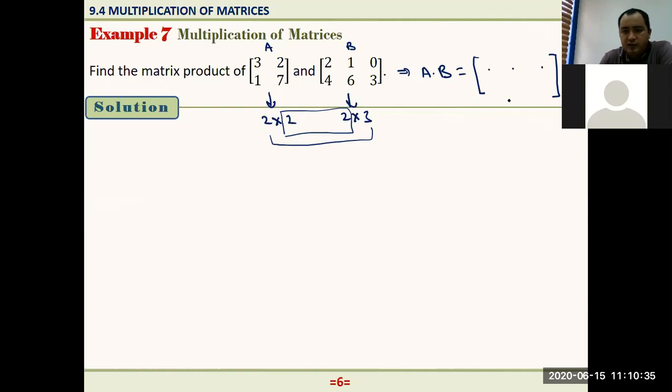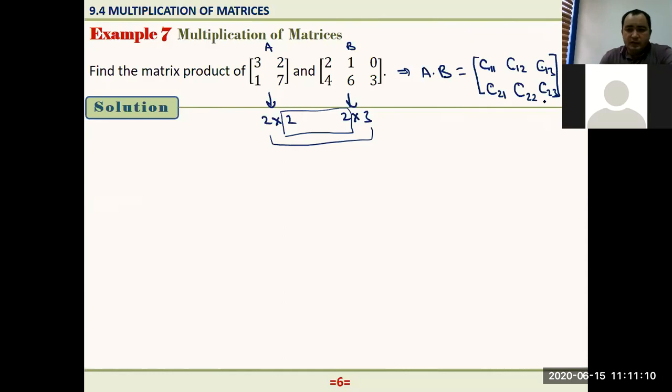Rows 1, 2 and columns 1, 2, 3, right? So if I write the entries here, this one is C sub 1, 1, because it's at the intersection of the first row and the first column. This one is C sub 1, 2, first row, second column, C sub 1, 3, first row, third column. How about here? We have C sub 2, 1, second row, first column, C sub 2, 2, second row, second column, and C sub 2, 3.